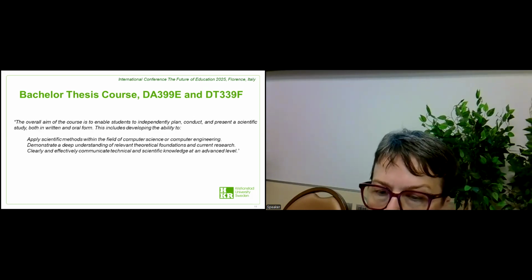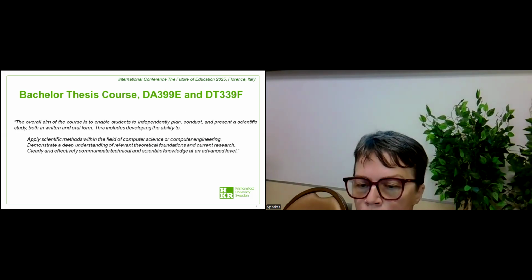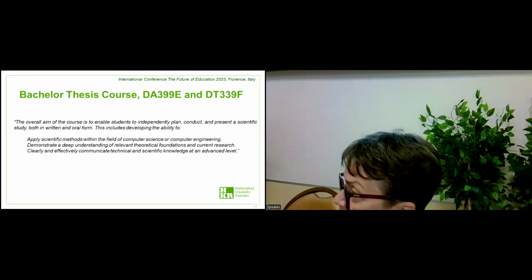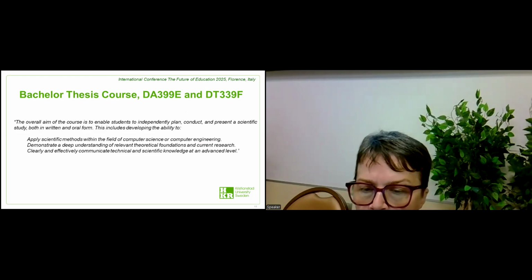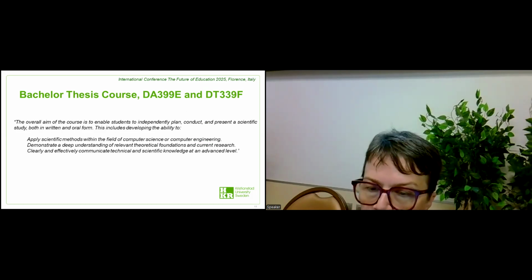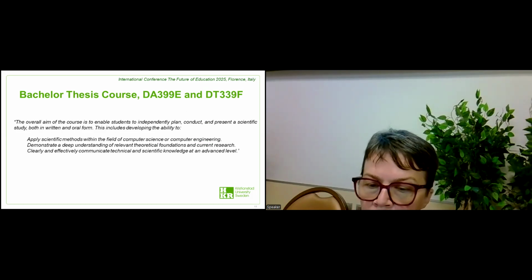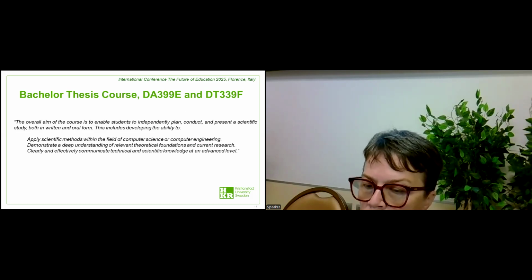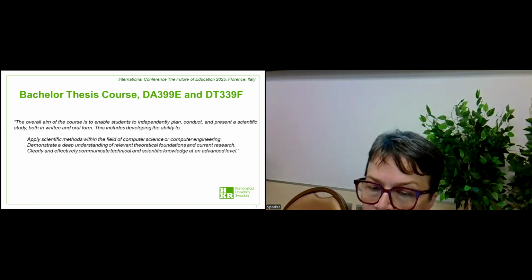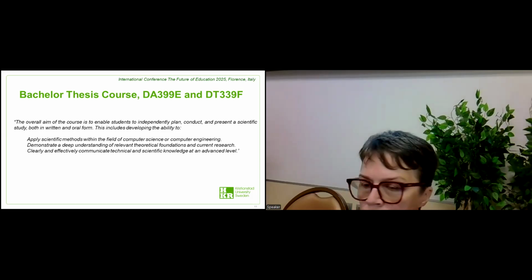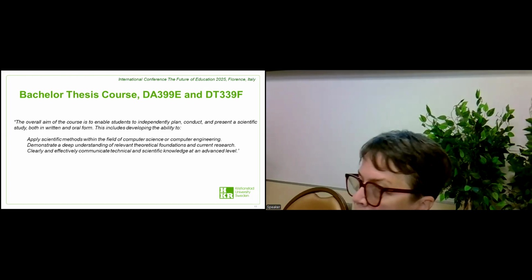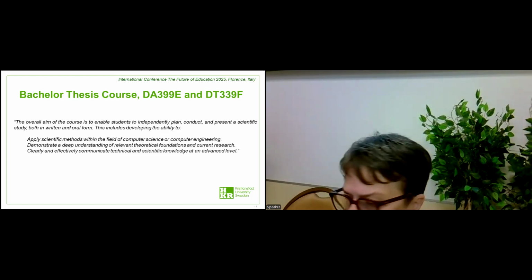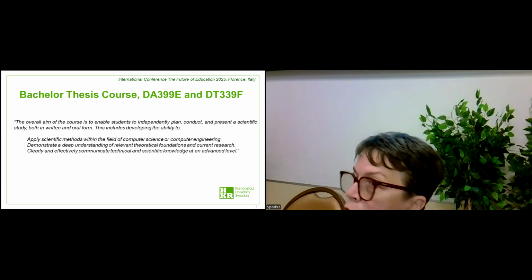And here, the overall aim of the course is to enable students to independently plan, conduct, and present a scientific study. And as you know, we emphasize the empirical part here, both in written and oral form. And this includes developing the ability to apply scientific methods within the field of computer science or computer engineering, demonstrating deep understanding of relevant theoretical foundations and current research via articles, to search this and see what there is. And as you heard from the previous presenter, it's hard to keep up.